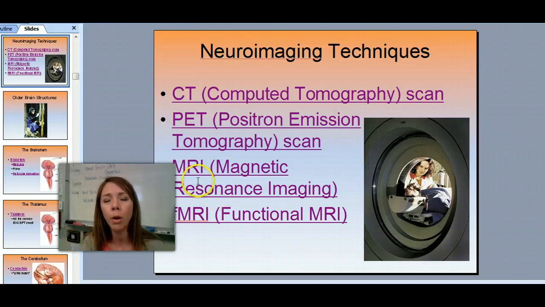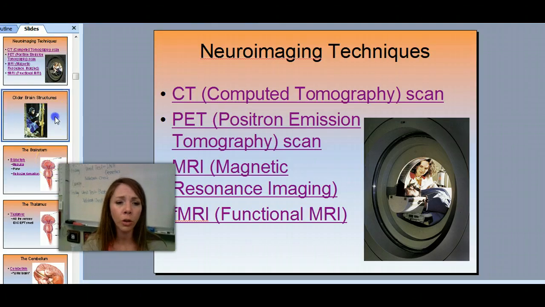My MRI uses magnetic resonance imaging and gives me an image of the brain as well. My functional MRI is looking at parts of the brain that are active while I'm actually doing something. So if I asked you to solve a math problem, it would show the parts that are active. This is looking for blood flow, so I'm looking at blood flow in parts of the brain with an MRI or an fMRI. fMRI means functional, meaning I'm supposed to be doing something. Versus my PET, which is looking at the glucose, or the amount of energy being consumed in that part of the brain. So let's start with my older brain structures.